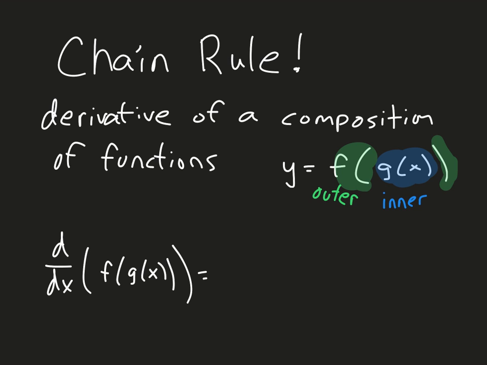So when you're finding the derivative of a composition of functions, the way that we use chain rule is we find the derivative of the outer function, we leave the inner function alone, and then we multiply that by the derivative of the inner function. I think chain rule can be very intimidating, especially with this kind of notation, but let's look at some examples and let's make it a little better.